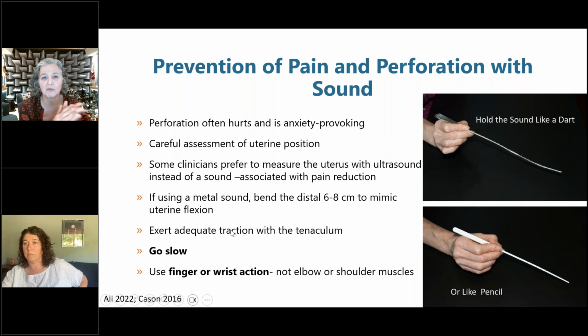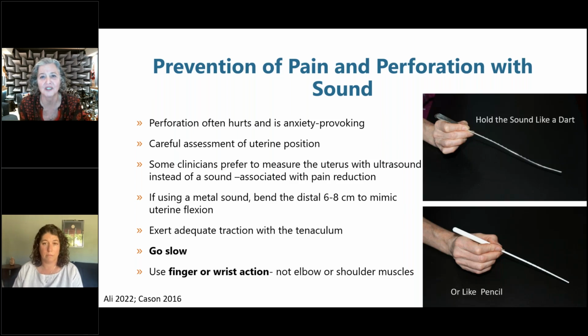So in terms of preventing pain and perforation, perforation is uncomfortable. Perforation is also really anxiety provoking. It's just a bad outcome. So it's not directly pain, but it is something that we would very much like to avoid. You want to carefully assess the uterine position with bimanual, or in some situations, ultrasound.